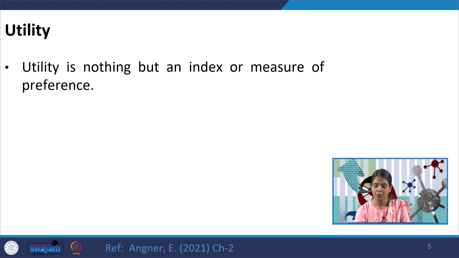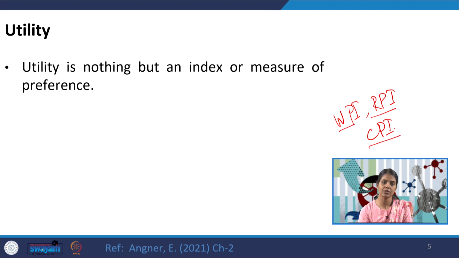For example, when we talk about how prices are measured, at the aggregate level prices are measured using some price index. It can be the wholesale price index, the retail price index, or the consumer price index. So, here the measures are indexes. In a similar fashion, utility can also be considered as a measure or an index.